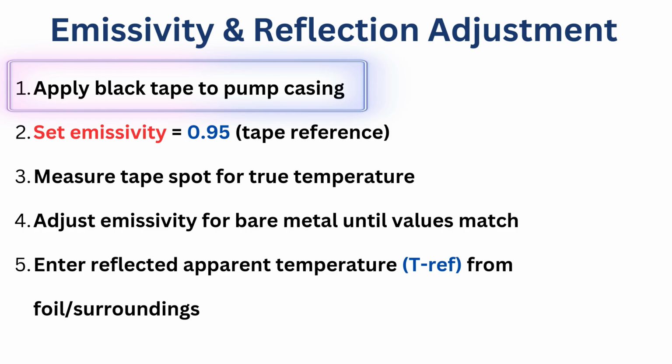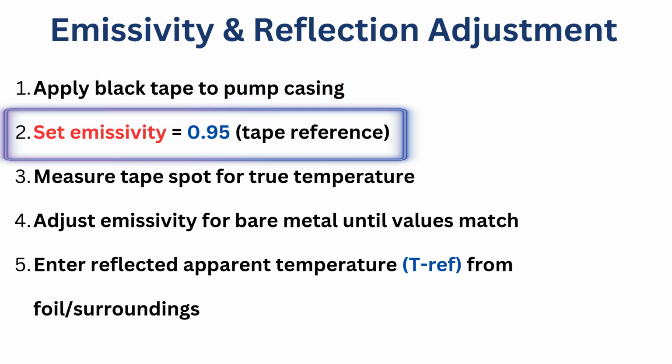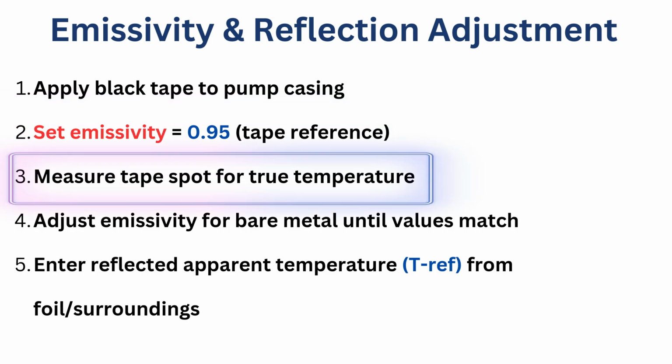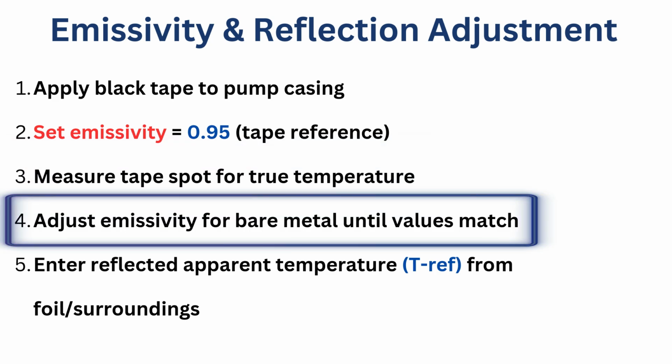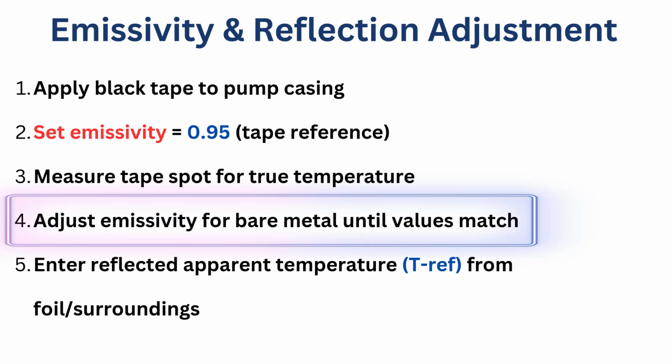Okay, so the first step is to apply the electrical tape to a safe area, let's say on the pump casing, and we will set the emissivity in our camera to 0.95, which is the emissivity of black tape. Now we will measure the tape spot, and then we have to adjust, or reduce, the emissivity until we get the same temperature that we are getting on the reflecting tape. So this is how you set the emissivity of that particular pump casing.